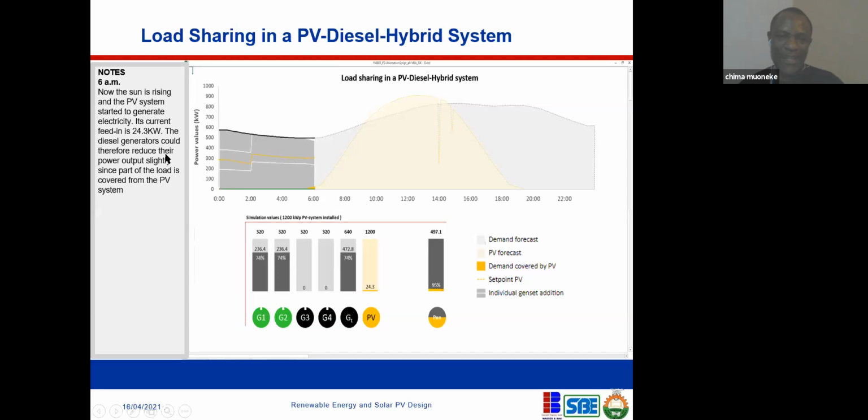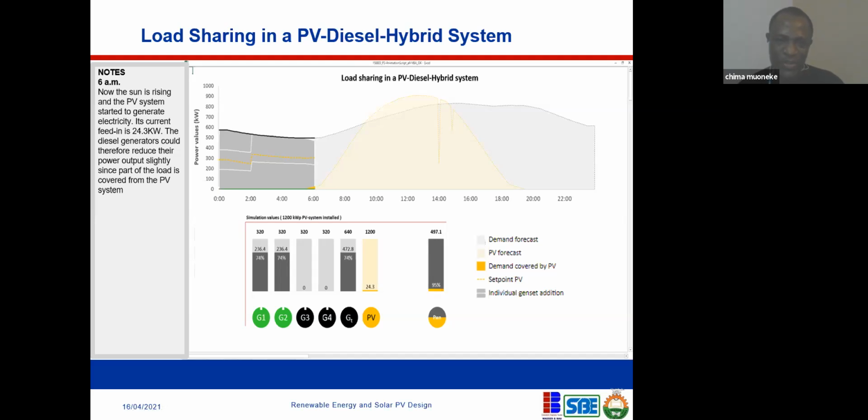So now let's see what happened at 6 a.m. Now the sun is rising and the PV system started to generate electricity. Its current feed-in is 24.3 kilowatts. You can see that there is a small yellow portion here, which is this 24.3 kilowatts. Now the generators could therefore reduce their power output slightly, since part of the load is covered from the PV system. So this little power that the PV system has contributed is a small penetration.